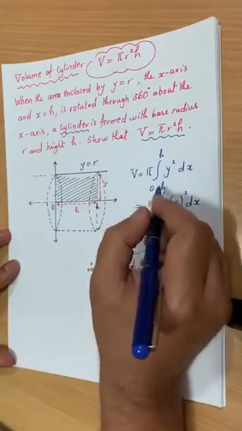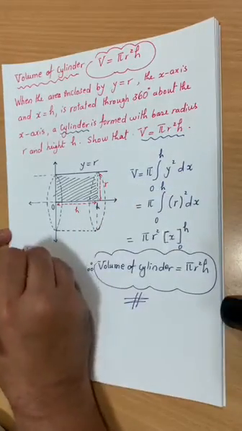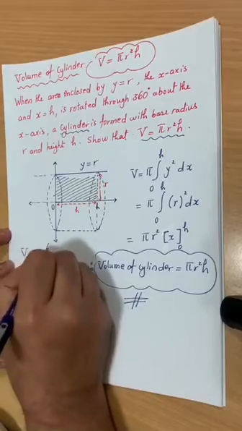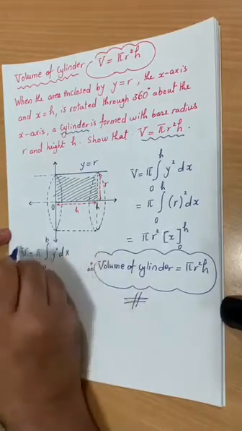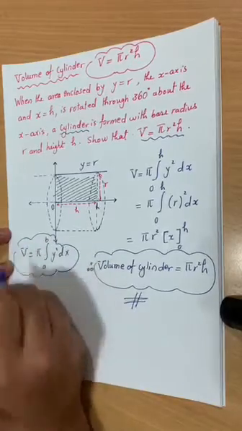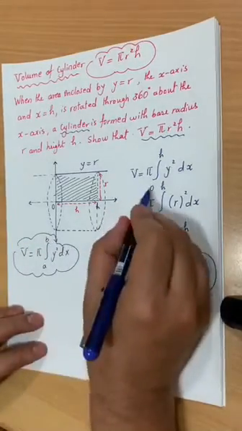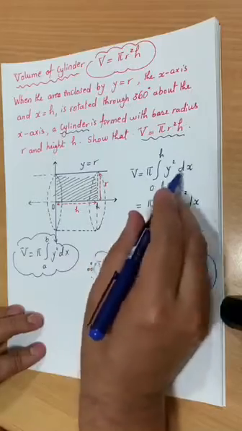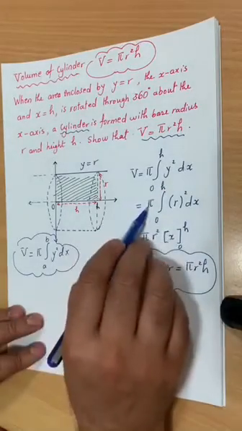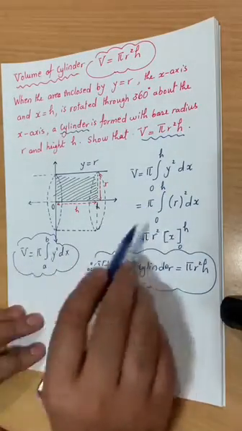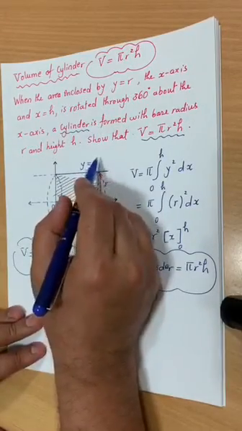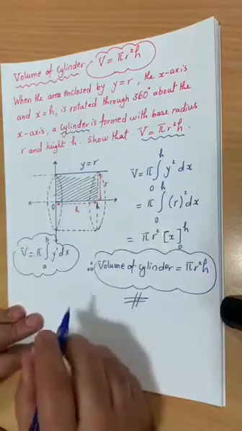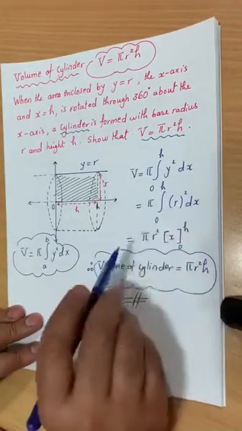We're going to use the volume formula. So this is the volume formula: pi integration from a to b of y squared with respect to x. So pi integration from 0 to h of y squared dx. Now you're going to keep the pi as it is, limits 0 to h. Now y is r. You're going to replace y with its equation, which is r, so r squared.